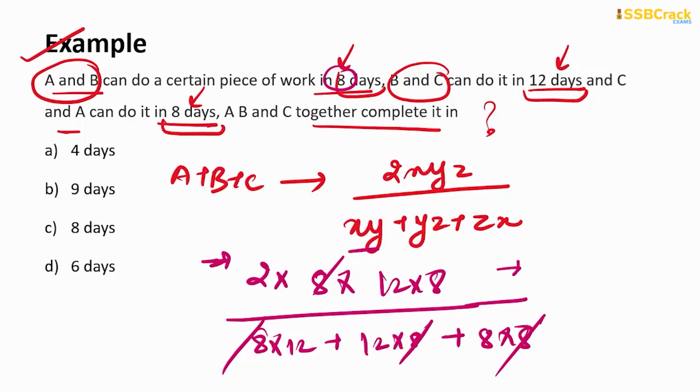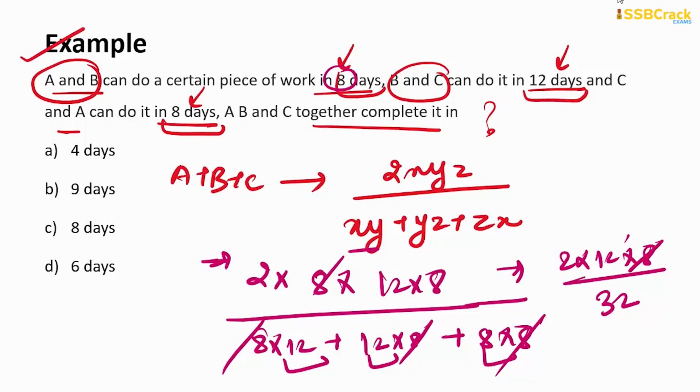So it will be 2 into 12 into 8 divided by 12 plus 12 will be 24 and 24 plus 8 will be 32, right? So here 8 ones are 8, 8 fours are 32, 4 threes are 12 and it will be 6, right? So answer for this question should be 6 days, right? So now I hope this formula is clear to you.